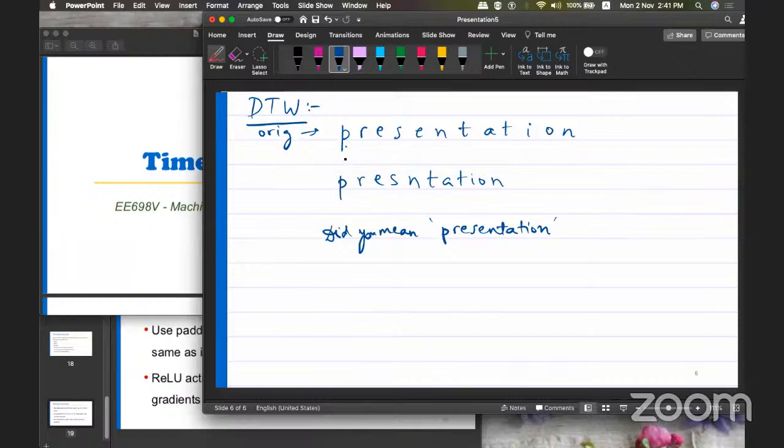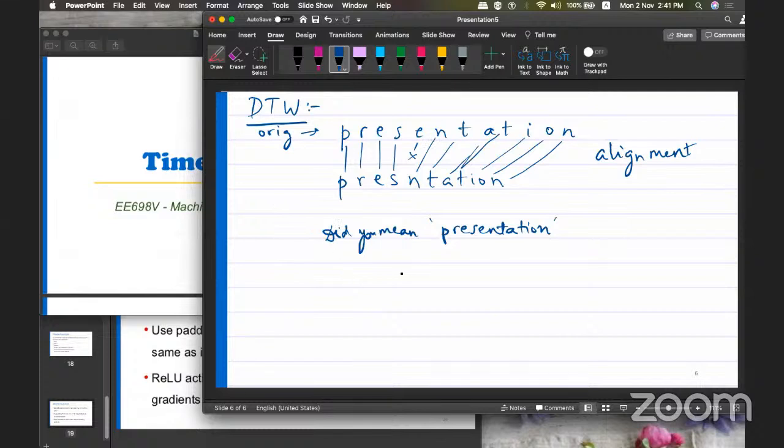So what you will do is you will match P is matching, R is matching, E is matching, S is matching. One E is missing, but N is matching, T is matching, A, T, I, O, and everything is matching. Just one E is missing. So I can do this very quickly. Instead of finding this word, basically aligning two things. So it's an alignment. Okay, this is one application of dynamic time warping.